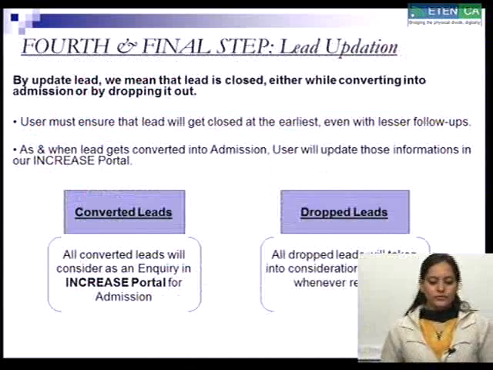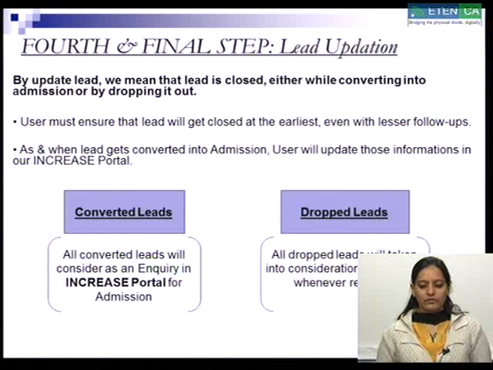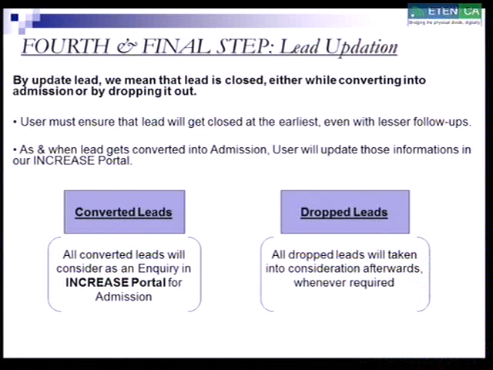Now we'll move towards the fourth and final step, which is an important step of lead updation. By updating a lead, we mean that the lead is closed either by converting into admission or by dropping it out. The user must ensure that a lead gets closed at the earliest, even with fewer follow-ups. As and when a lead gets converted into admission, the user will update that information in our portal. Converted leads: all the converted leads will be considered as an inquiry in the portal for admission. Dropped leads: all dropped leads will be taken into consideration afterwards whenever required.